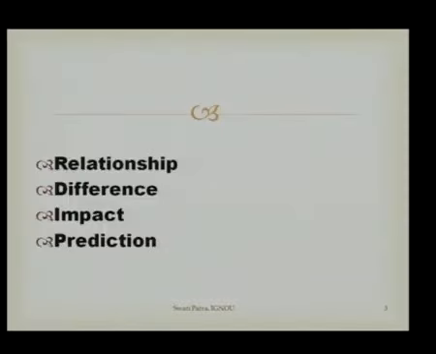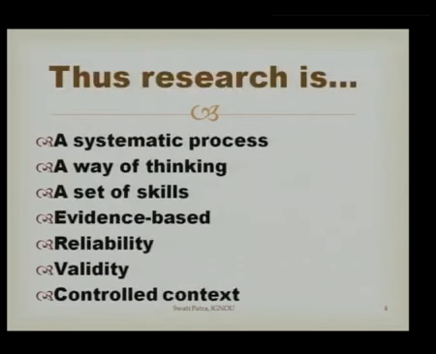So basically, research usually focuses on or highlights these four different aspects: finding out the relationship between different variables, finding out difference, studying the impact of certain variables on some aspects, and finding out the prediction of a particular issue or phenomenon. So basically, research focuses on all these aspects. So we can say that research is a very systematic study, and it involves all these processes. It is a way of thinking, and it consists of different skills.